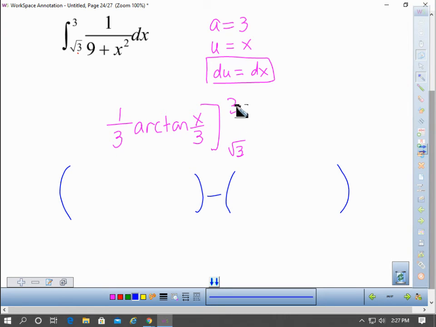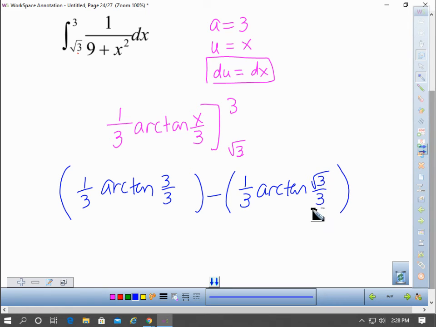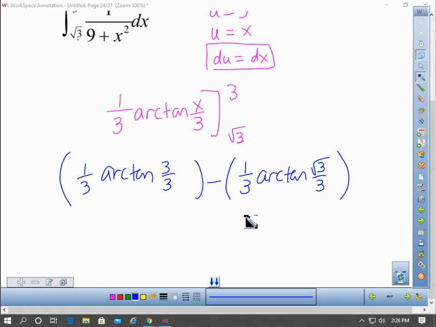Okay, so we're going to plug these in. So you plug the top number in first. So this will be 1/3 the arctan, and you're putting a 3 in, so that'd be 3 over 3. Minus, now put the bottom number in, 1/3 arctan, putting in radical 3, so that's radical 3 over 3. Okay? So now we just have to evaluate. So 3 over 3 is 1, so this is the arctan of 1.